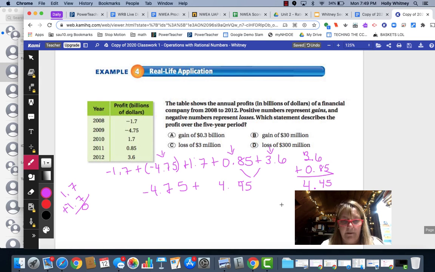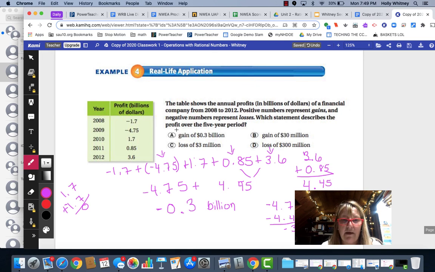I'm going to take the larger absolute value, and I say negative 4 75/100. Subtract 4 45/100, and I end up with 3/10. Now you have to be really careful here because this is 3/10 of a billion. So we also have to say, is it positive or negative? We know we have more negatives than positives, so this is negative.